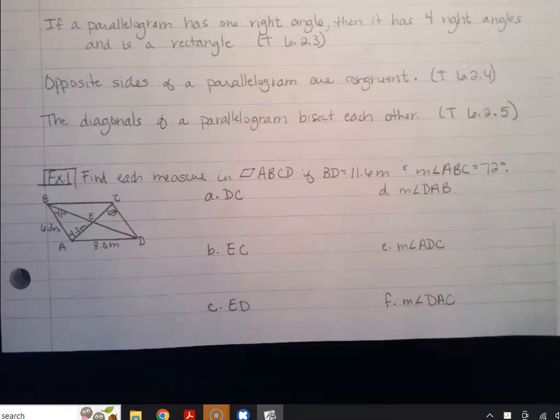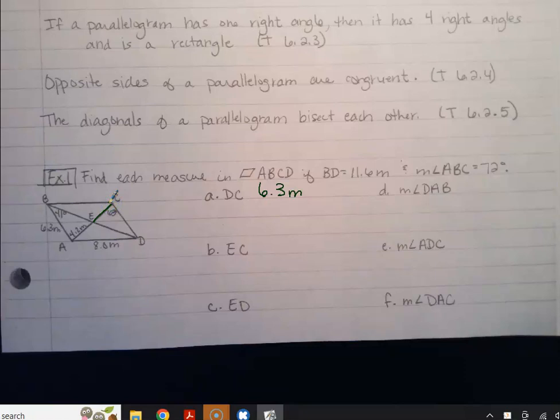Okay, so first of all, we might need to use all that, but let's see if we need it for the first one. We want to find the measure of DC. Why is it 6.3? Because it's the opposite of AB. Okay, so it's 6.3. Good. All right. How about E to C? 4.2. So now we want E to C.